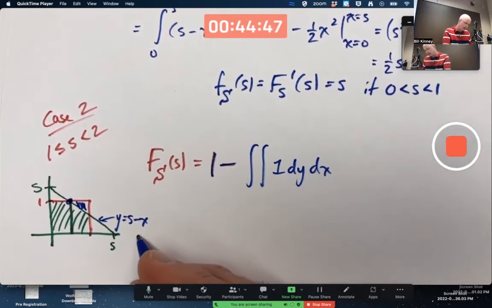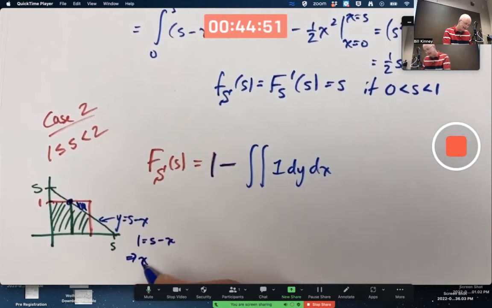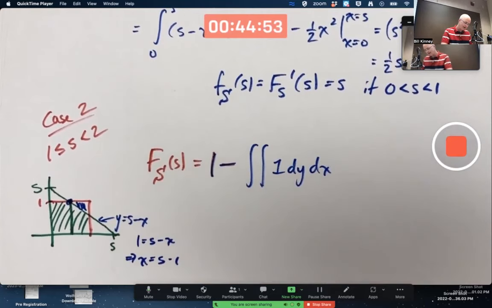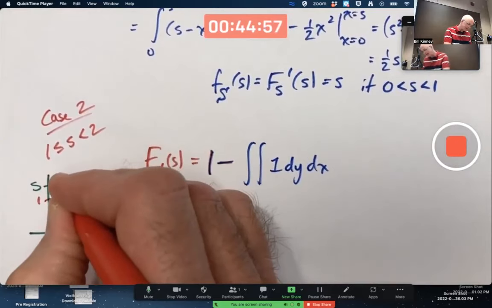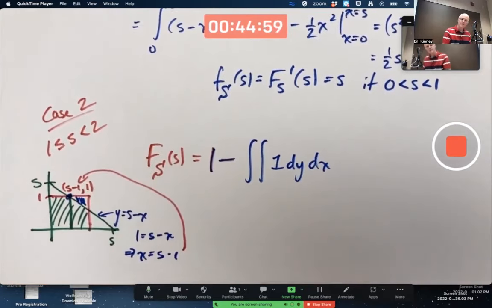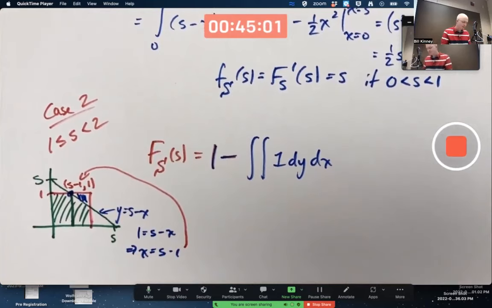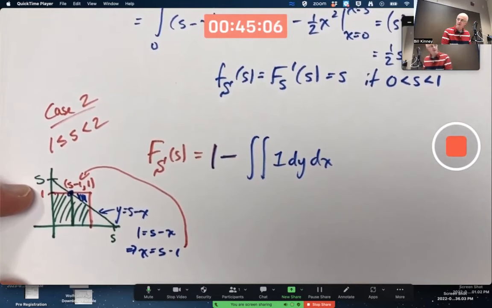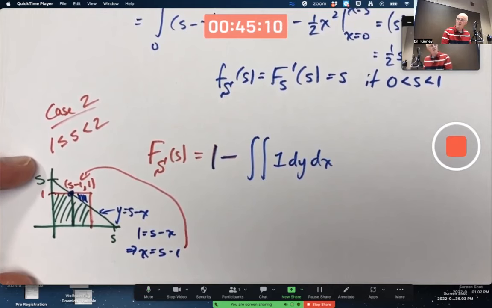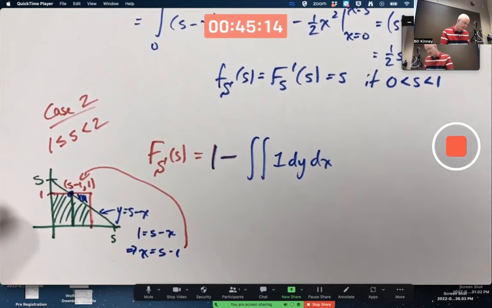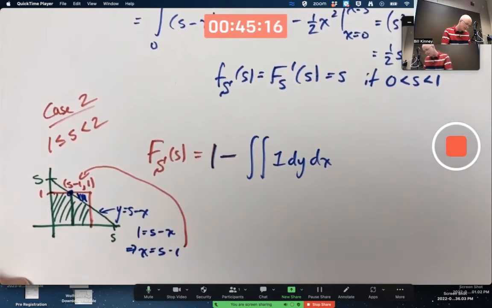If y is 1, that implies x is s minus 1. That is the first coordinate of this point, s minus 1, and the second coordinate is 1. Make intuitive sense? I mean, if s is close to 1, then s minus 1 is close to 0. If s is close to 2, then s minus 1 is close to 1. What about the coordinates of this point here?